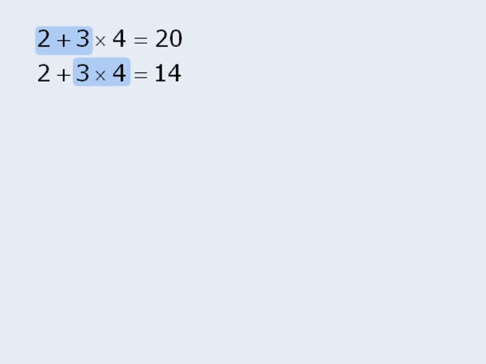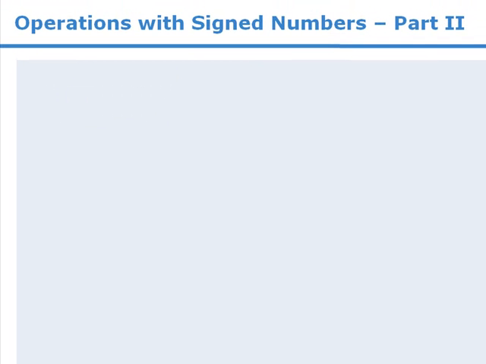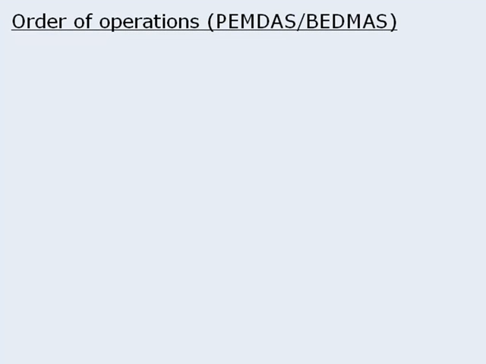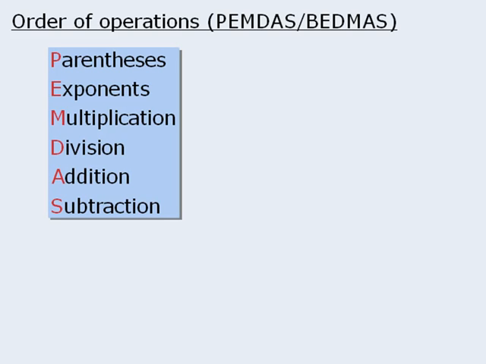Well, the second answer is correct because it follows the rules that dictate the order in which we must evaluate expressions when there are two or more operations involved. Now, there are two popular sets of rules regarding order of operations. One goes by the acronym PEMDAS, which stands for parentheses, exponents, multiplication, division, addition, and subtraction.